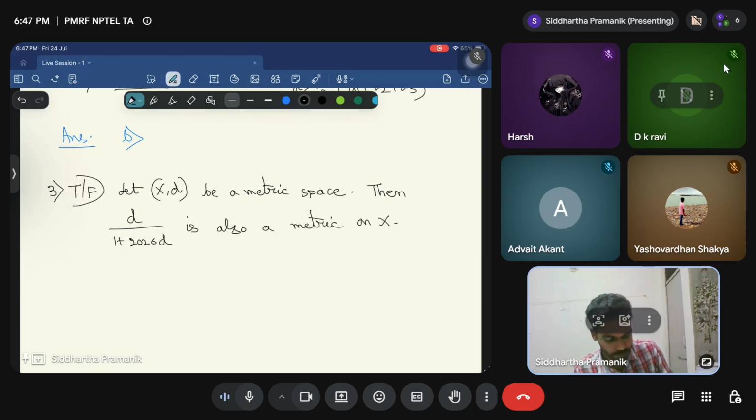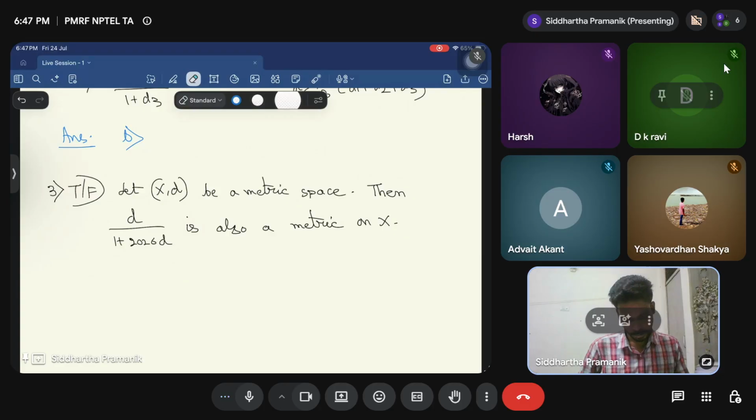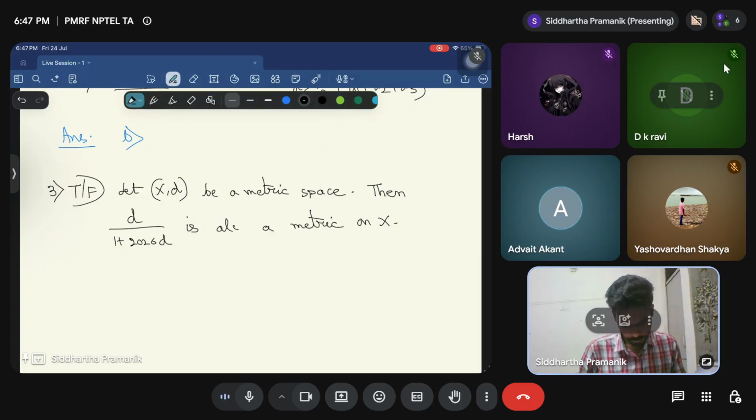Metric on x. Okay, so this is the problem. We need to check whether this one is a metric or not. So any idea or any answer? True, sir. How?